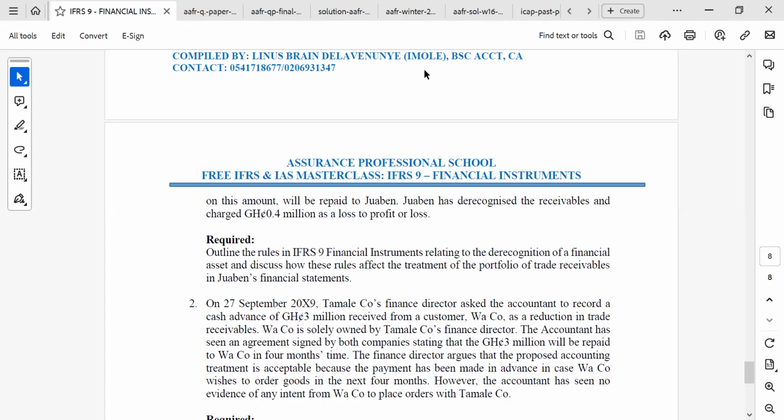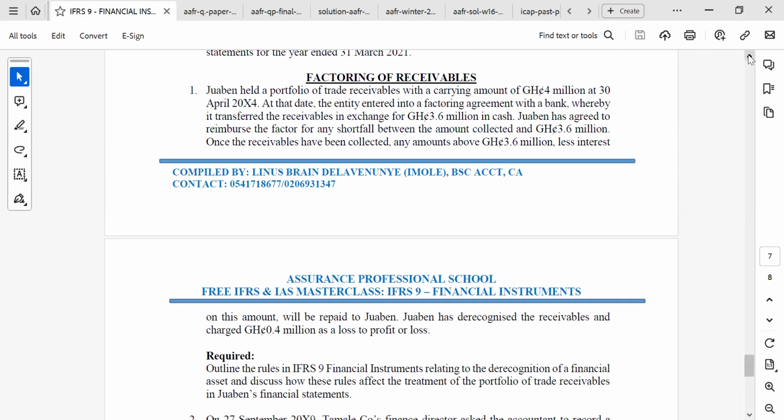Does the factor have a recourse? Yes. Okay. Does the factor have a recourse? Yes, please. The recourse is how much? 3.6. Would the amount for the recourse be 0.4? No. The factor has a recourse of 3.6. Okay, the 3.6 forms the majority of the receivables, which is the 4 million. But the first rule is the risk. Who bears the risks associated with the slow payments?